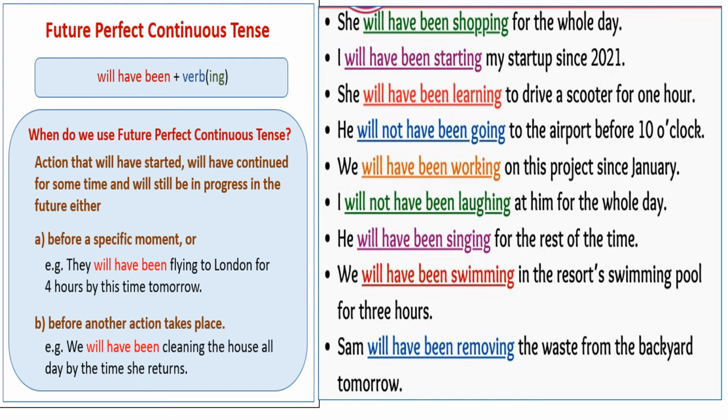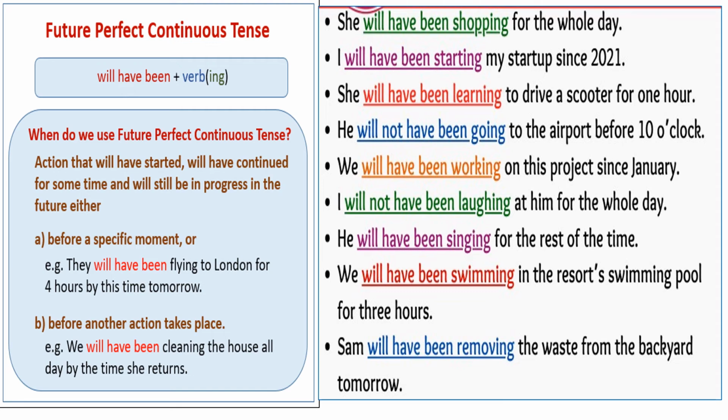She will have been shopping for the whole day. I will have been running my startup since 2021. She will have been learning to drive a scooter for 1 hour. He will not have been going to the airport before 10 o'clock. We will have been working on this project since January.